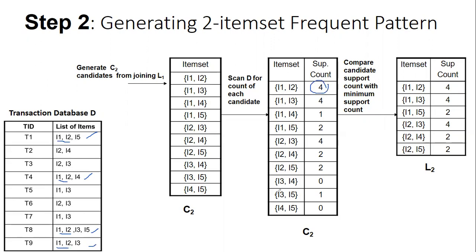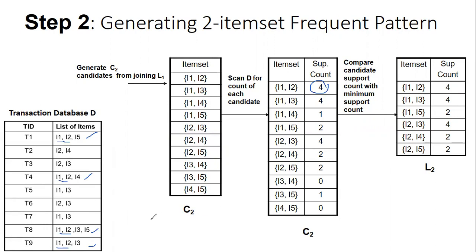Similarly, we will find the frequency or occurrence of these two item sets from the original database. So we'll get it like this: I1, I3, 4; I1, I4, 1; I1, I5, 2; I2, I3, 4; I2, I4, 2 times it is occurring. I2, I5 is also 2 times occurring. I3, I4: no transaction, they are not purchased. Any of the customers has not purchased, so 0.